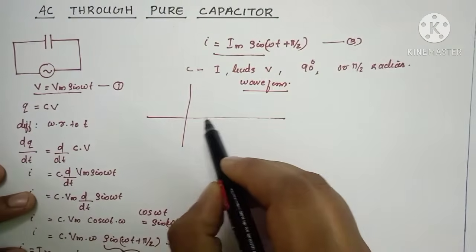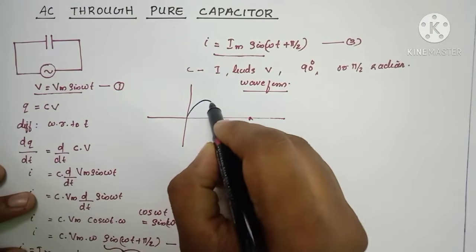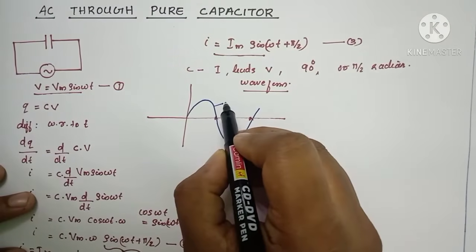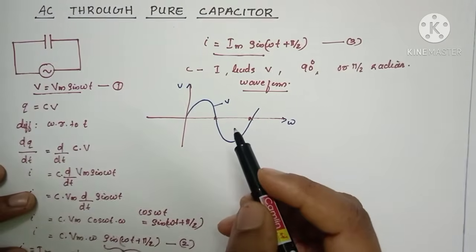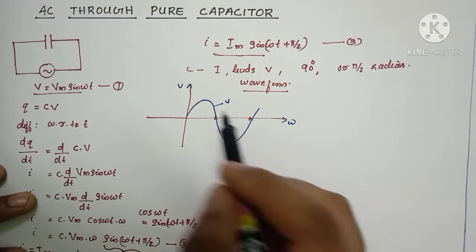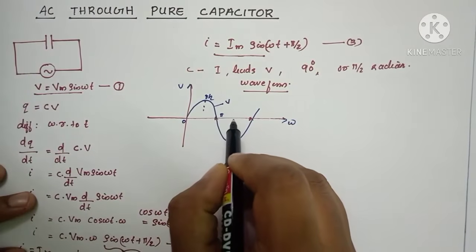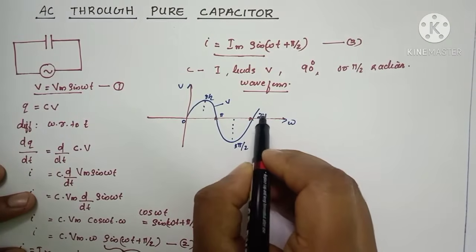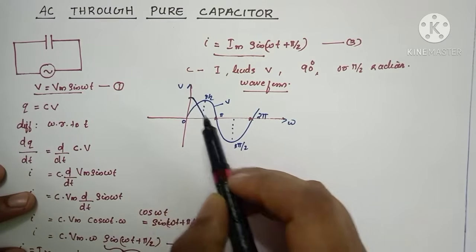Waveform. This can be the instantaneous voltage equation. And what will be the waveform or wave diagram for current? It is 0, pi by 2, pi, 3 pi by 2, and 2 pi. If the voltage is 0, then the current will be maximum.